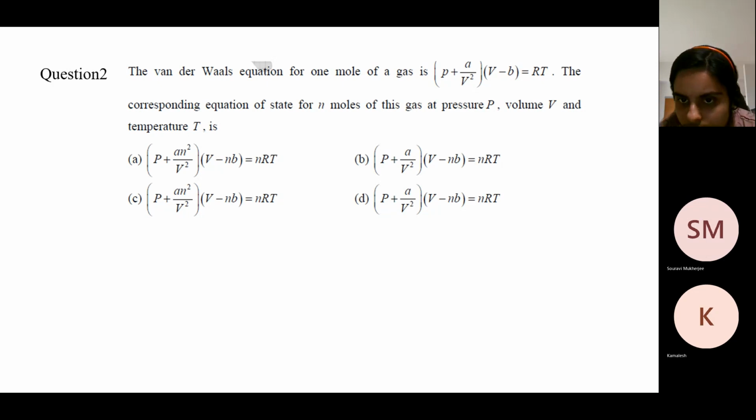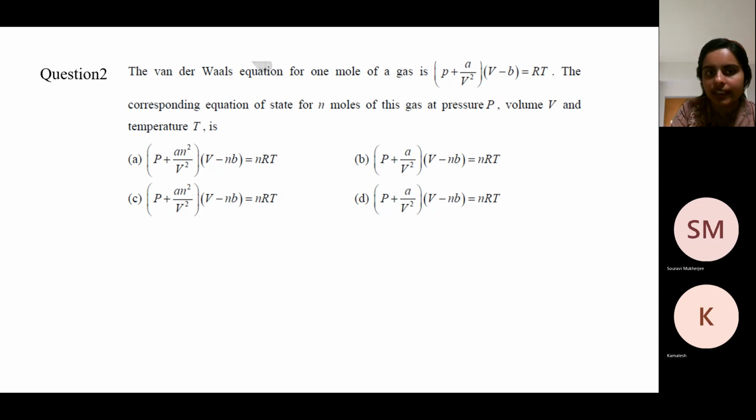For n moles, we have n or P. So the volume changes by n into B, yes, because the volume occupied by the molecules changes by n into B. Fine. But don't you think that the interaction will also change? If you have more molecules, then the interaction term should also change, right? Because we saw that this pressure is proportional to n square by V square. Yes, ma'am.